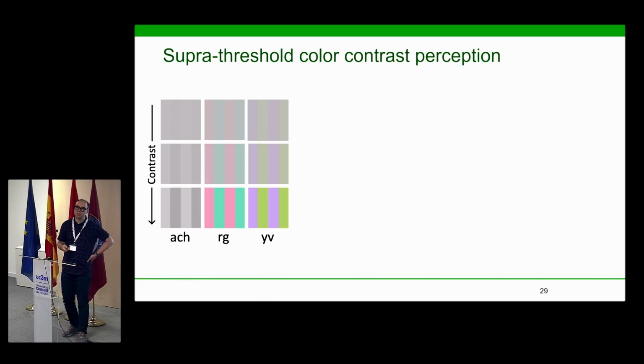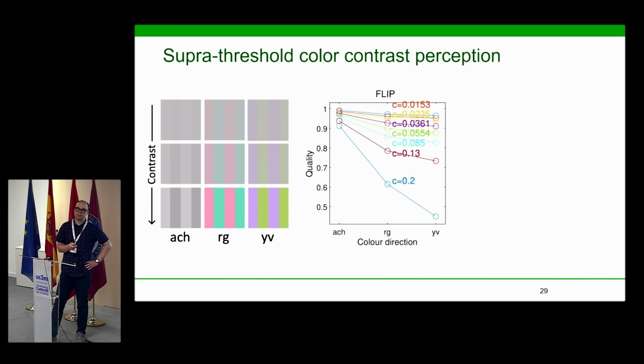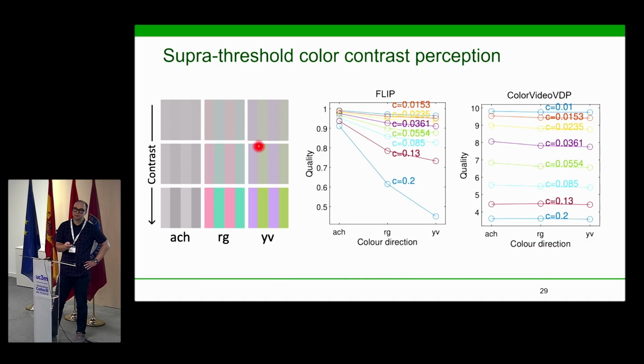And the last example, because obviously our focus was on color, I'm showing you a square wave, where the amplitude of the square wave was selected in such a way that the perceived magnitude of the square wave is the same in each row. And you would expect that for those patterns, the metric has the same response. And when we test, for example, FLIP, which is a popular metric in computer graphics, you can see that FLIP is super sensitive to the yellow-violet color direction, but not sensitive enough to the chromatic direction. And ColorVideoVDP gives us those nice flat responses as we would expect.